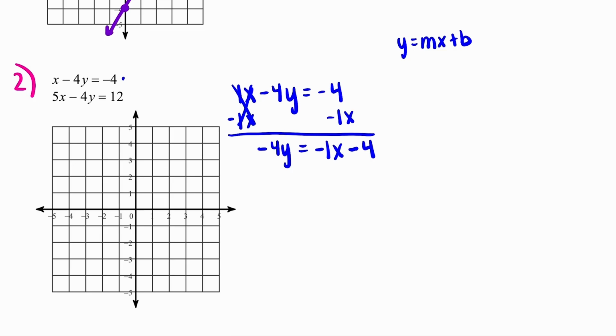Now let's get rid of this -4 in front of y. It's being multiplied, so to undo multiplication, I'm going to divide every term by -4. So those are gone. So y equals, 2 negatives make a positive, so this becomes +1/4 x. And -4 divided by -4 is +1.